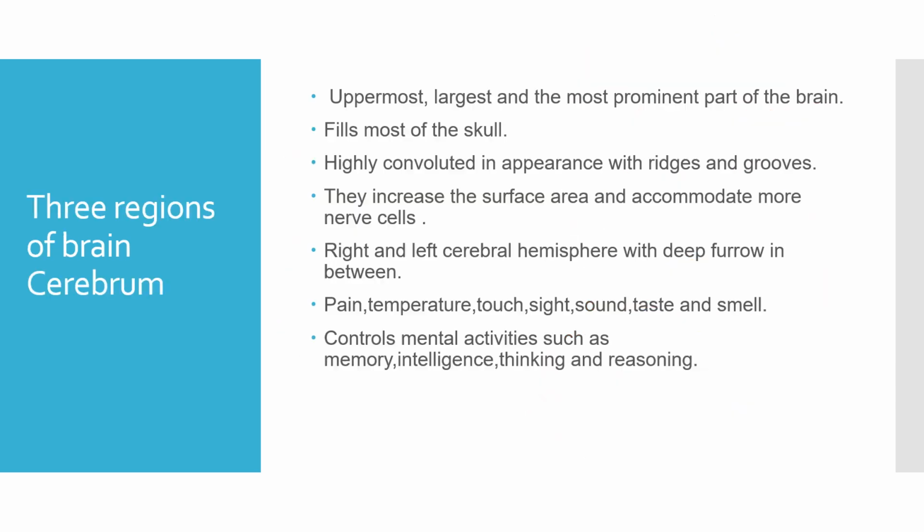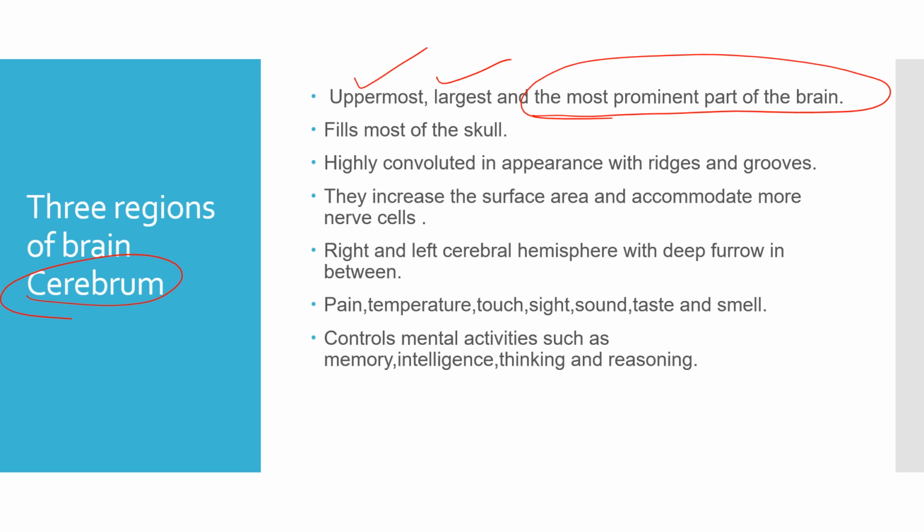Is it clear? Now, of the three main regions of the brain, the first one is the cerebrum. In the next slide we will be seeing the diagram. Now let us discuss what the cerebrum is. It is the uppermost, largest and most important part of the brain, occupying the major part of the brain.